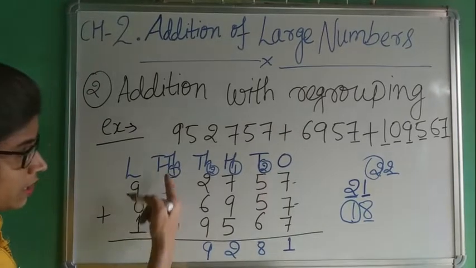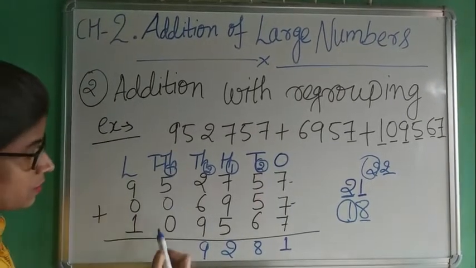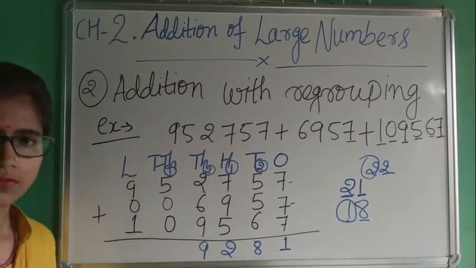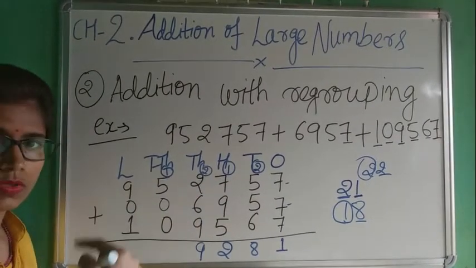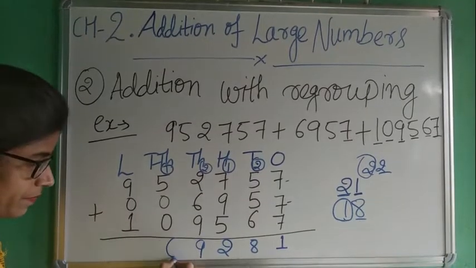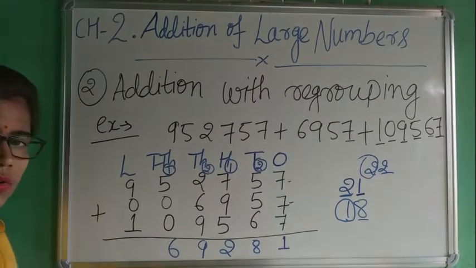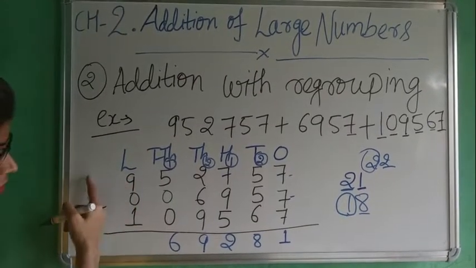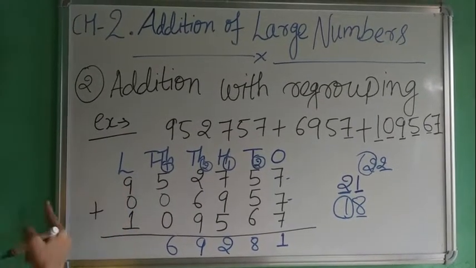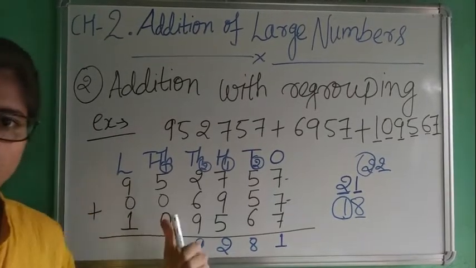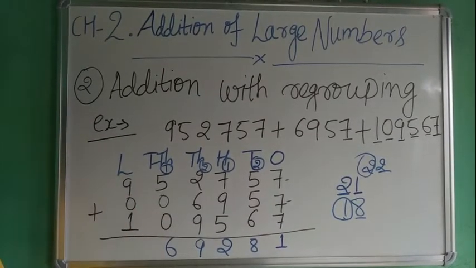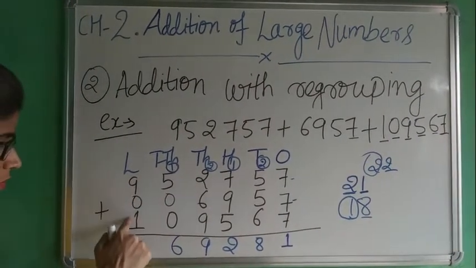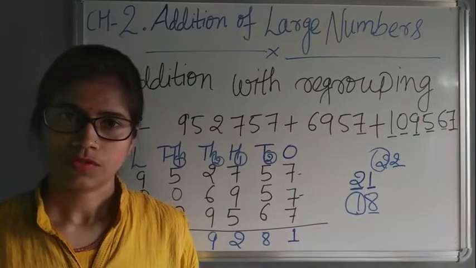Okay students. Now let's add the 10,000 place: 5 plus 0 plus 0. It will be 5, and adding this carry it will become 6. Here there is no carry, 0, 9, and 9 plus 1, 10. After this lakh place, you are not having any place. So for now, you can write directly whatever your answer is. Okay. So you will add large numbers.